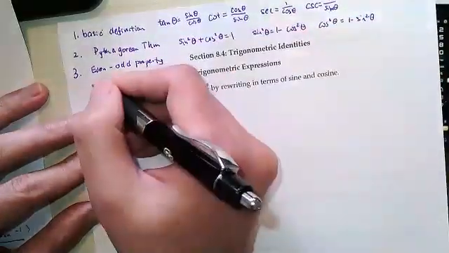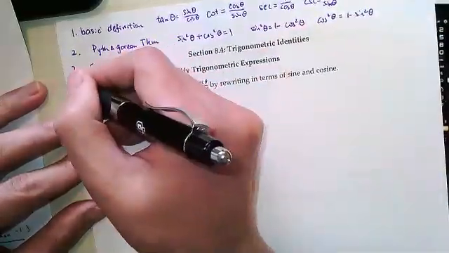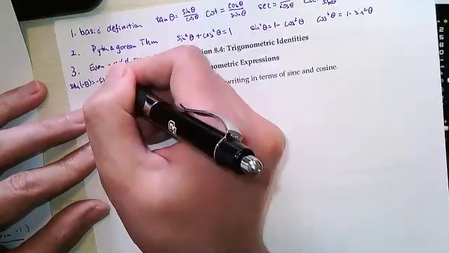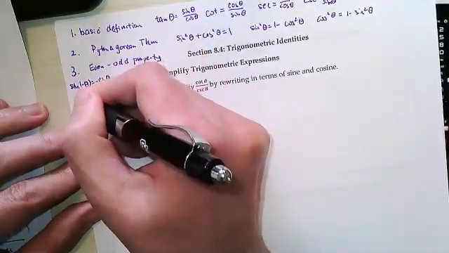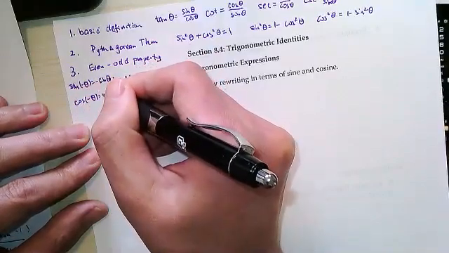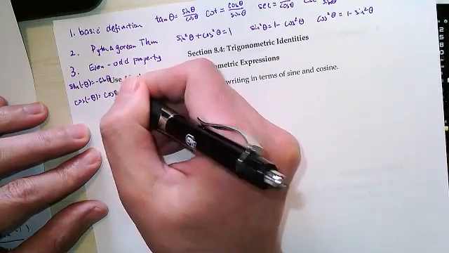So I'm running out of space here. So sine negative theta equals negative sine theta. Cosine negative theta then equals cosine theta itself.